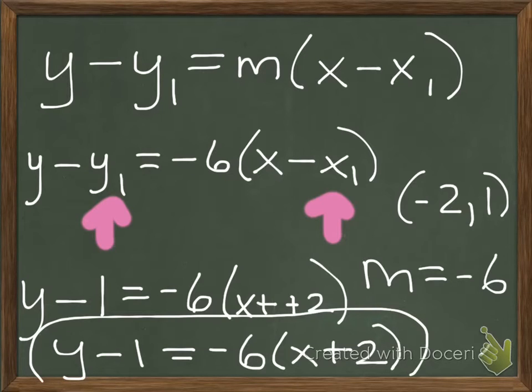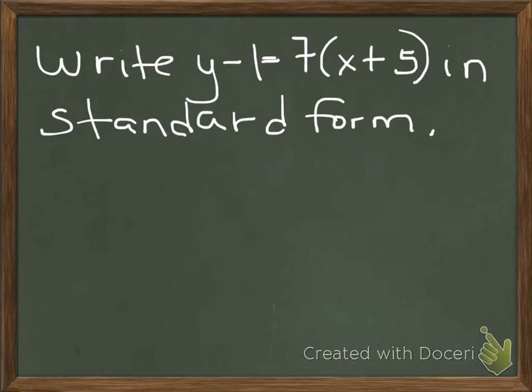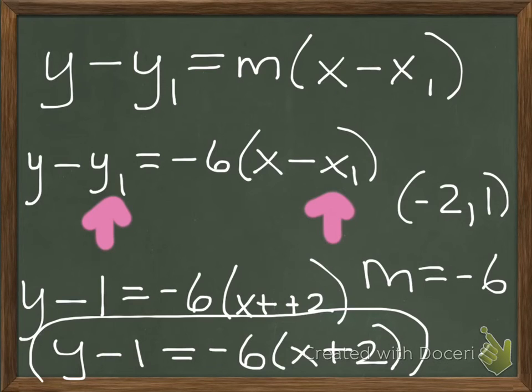Now I'm asked to graph it. So I'm going to graph y minus 1 equals negative 6 times x plus 2. Really, you just need to focus on the point that they gave you, and that is going to be your starting point. Usually, remember, with slope-intercept form, the starting point was at the y-intercept. In this case, if you have point-slope form, the starting point is the point they give you. And you're still going to continue with either form with the slope.